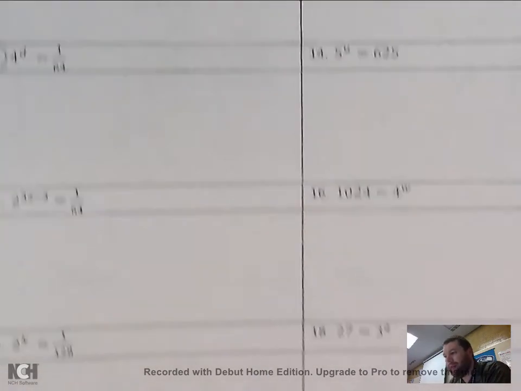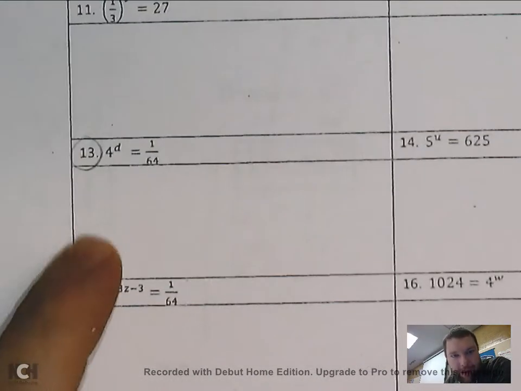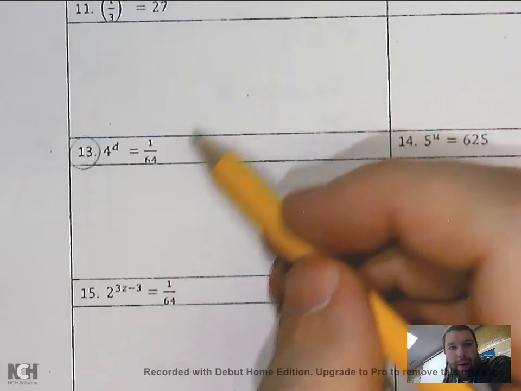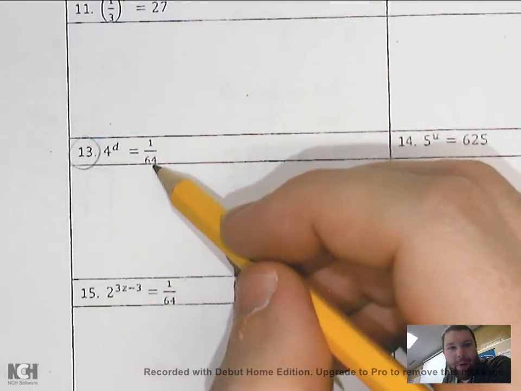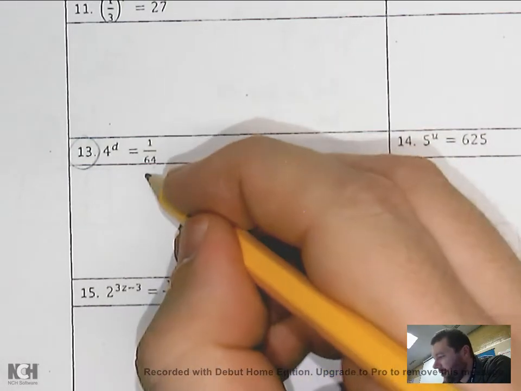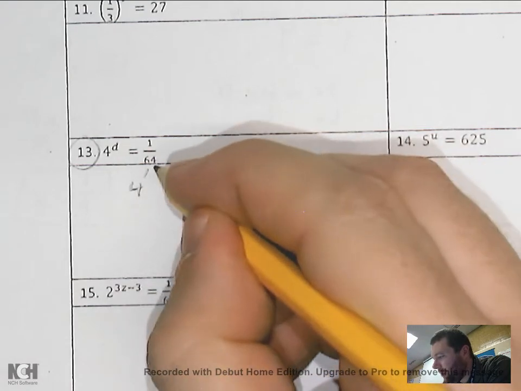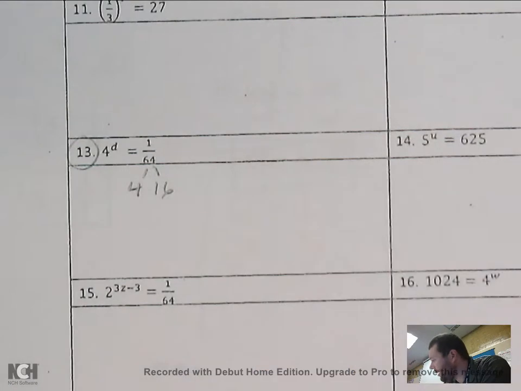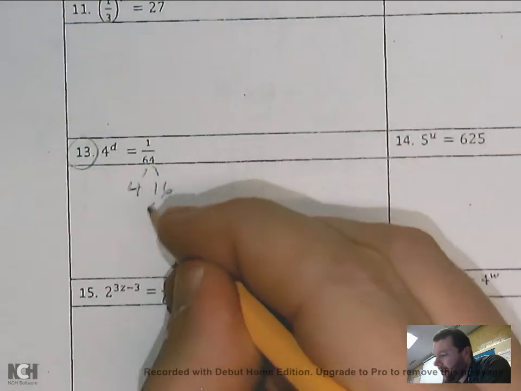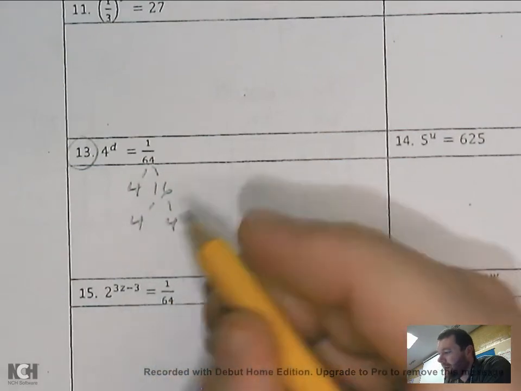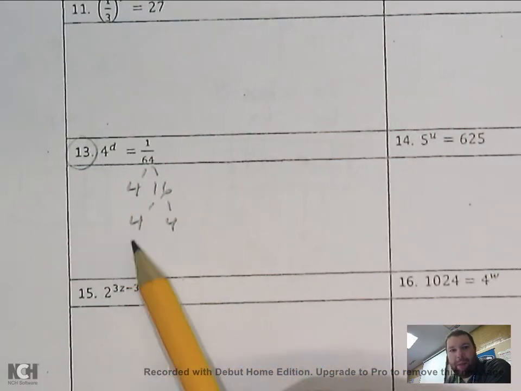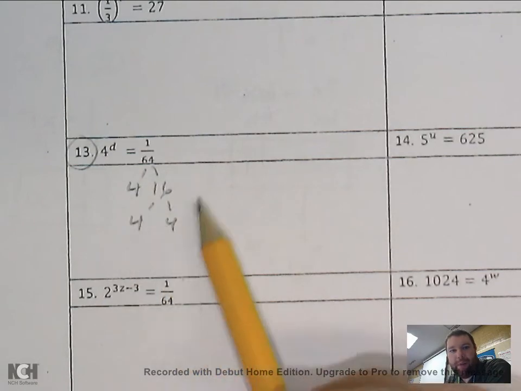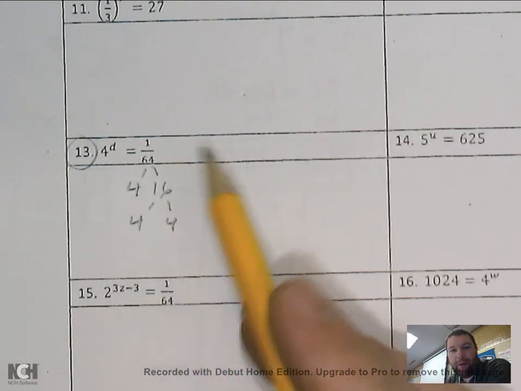Let's look at a couple more examples here. So let's look at this one right here. Again, we're trying to get 64 to a base of 4. So we're going to start by dividing by 4. 64 divided by 4 is 16, yeah. And then still not there, so divide by 4 again, and get 4. So that is 3 4s, right? So I could rewrite 64 as 4 to the third.